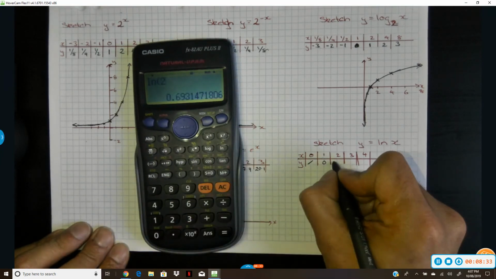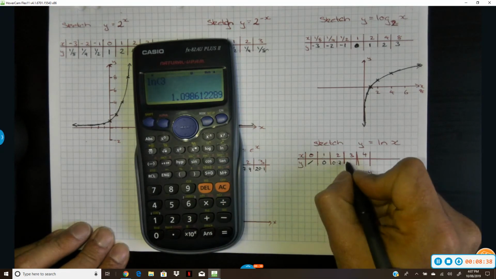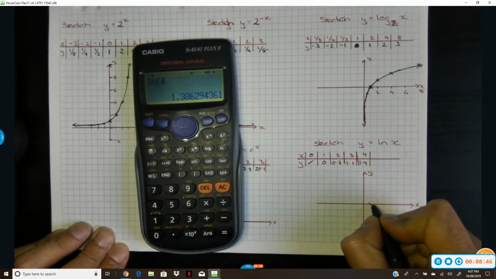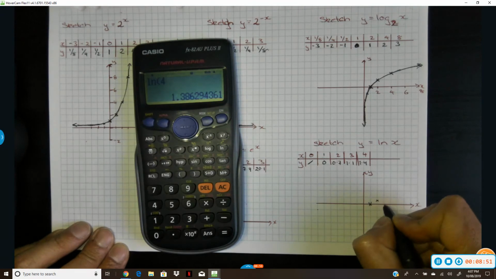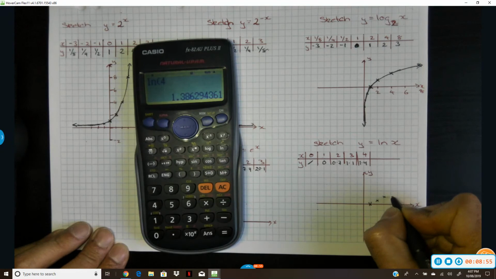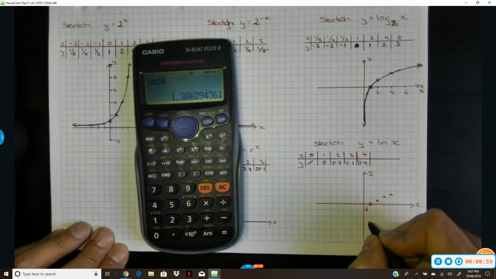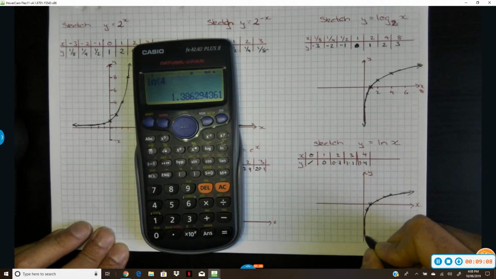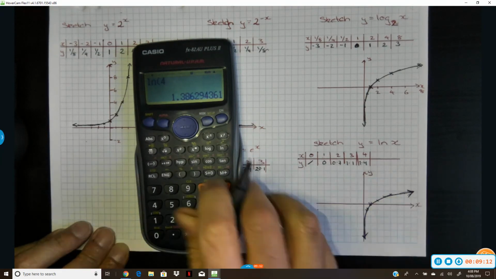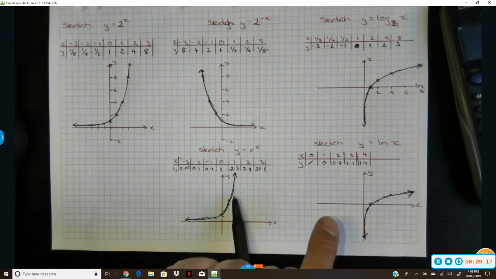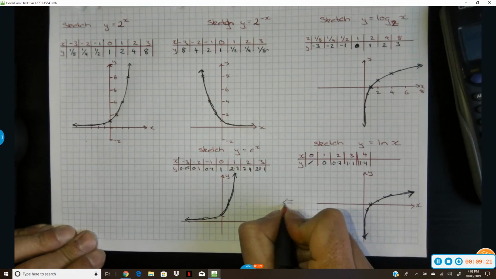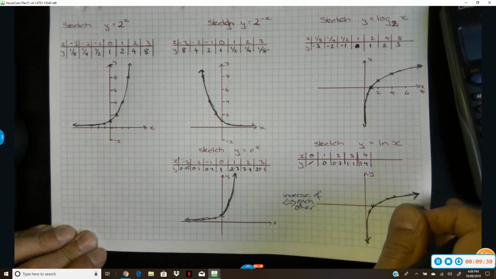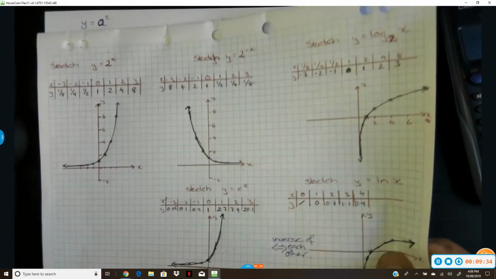Log of 2 is 0.7. Log of 3 is 1.1. Log of 4, we get 1.4. So y equals log of x, or natural log, would look like that, and these are inverses of each other. Okay, so that's what the shapes look like.